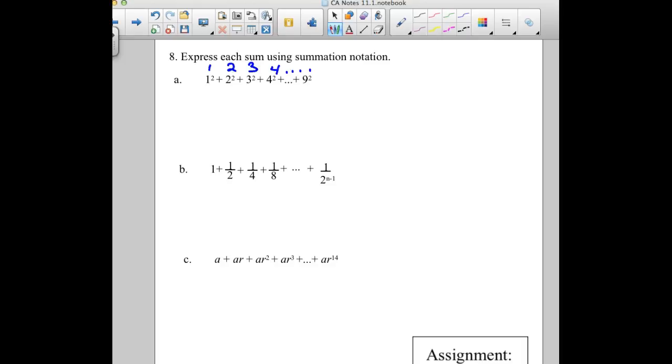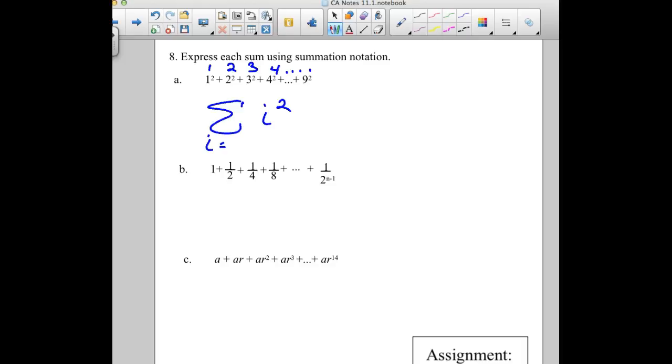We're just squaring it. So the formula is just take the number and square it. All right, so our summation symbol, and again, we can pick whatever letter we want. All right, I'm going to use an I. I'm just taking I and squaring it.